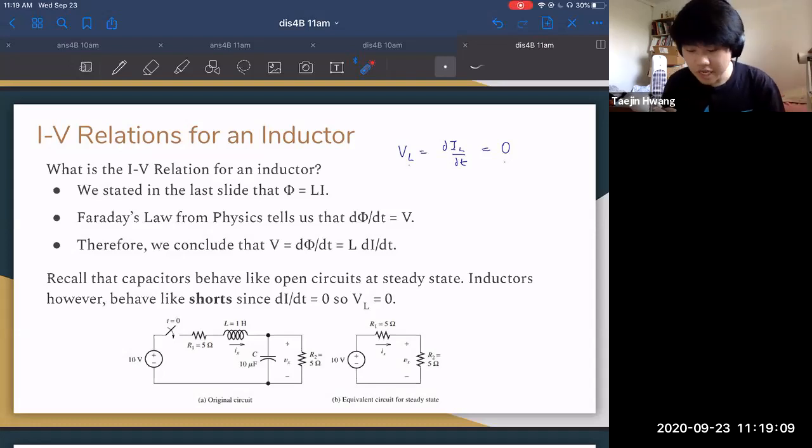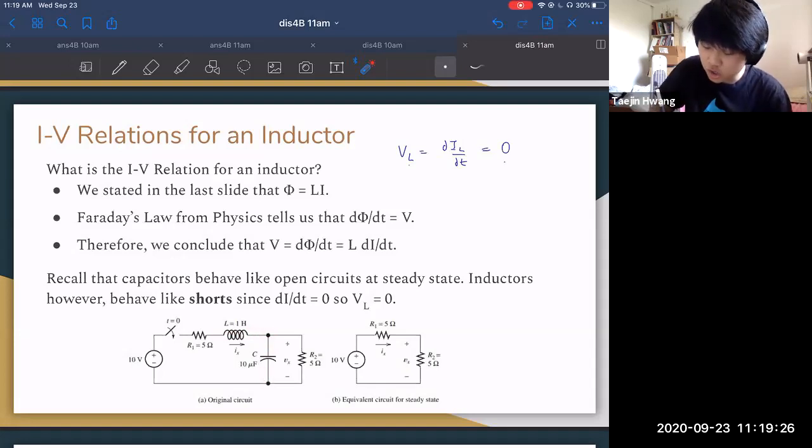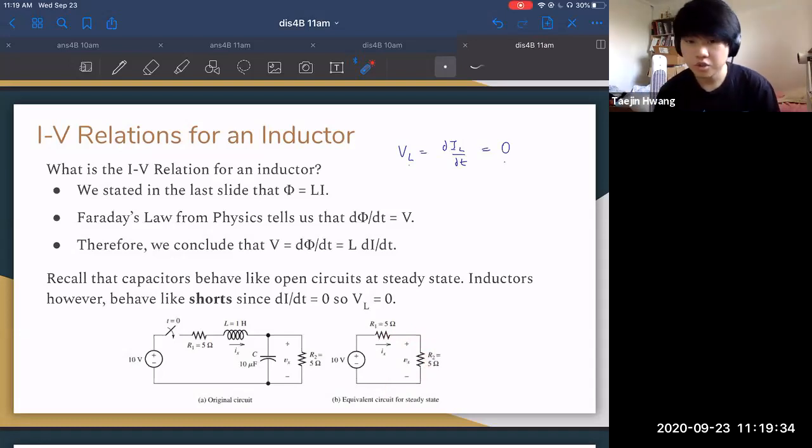And just to give an example here, we had a circuit with a resistor, an inductor, and a capacitor, and we took it at steady state. The inductor behaves like a wire or a short. The capacitor behaves like an open circuit, so no current is going to flow through the capacitor. All of it is going to flow through the resistor. So we can reduce the circuit to a simple circuit with two resistors.